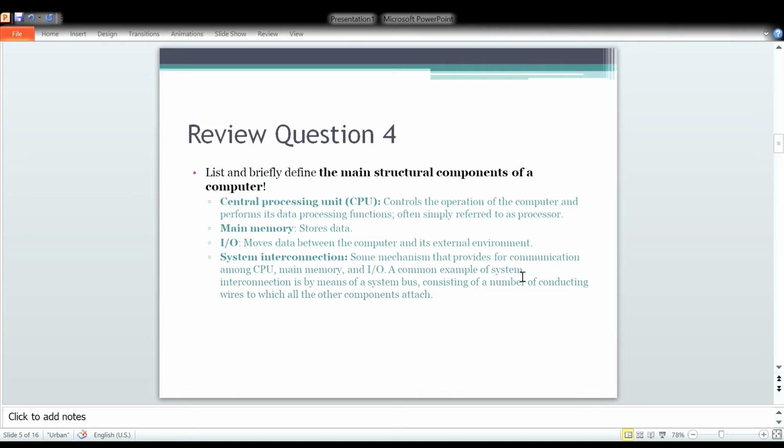A common example of system interconnection is a system bus, consisting of a number of conducting wires to which all of the other components are attached.